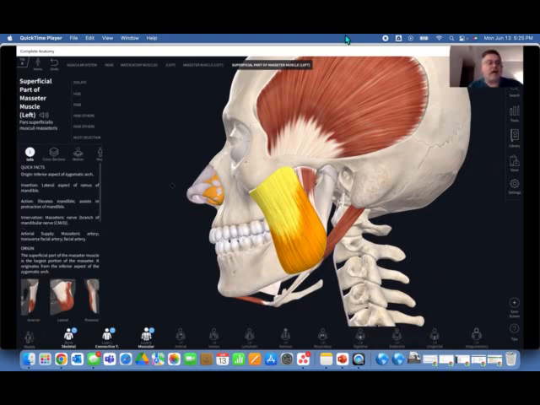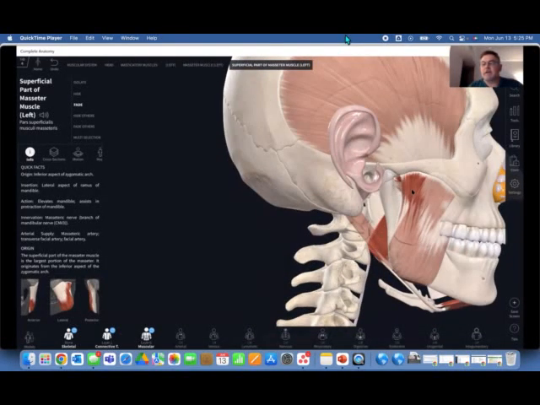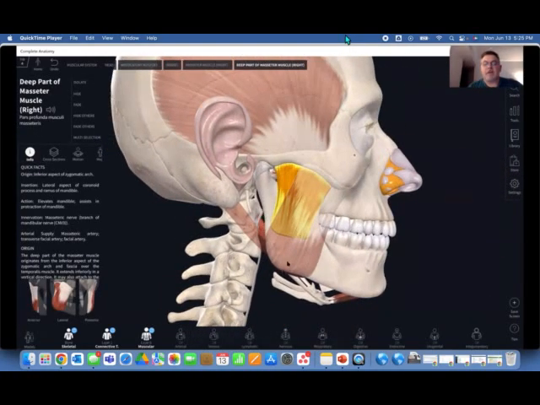So let's actually hide that. Okay, here we go. So look on the other side, we'll see the deep part of the masseter. You can tell it's got a very similar footprint.